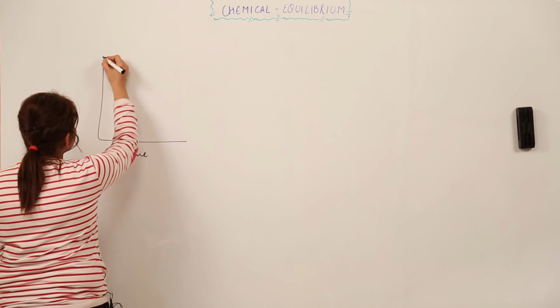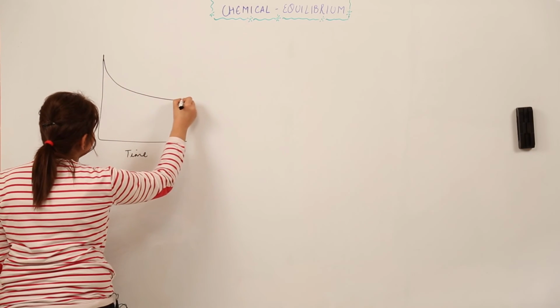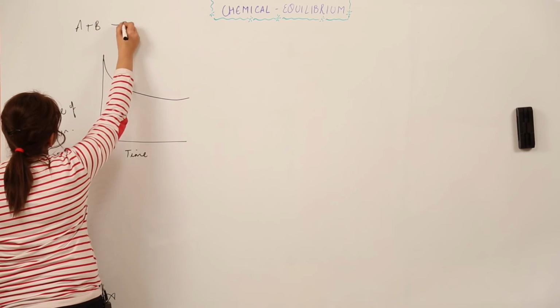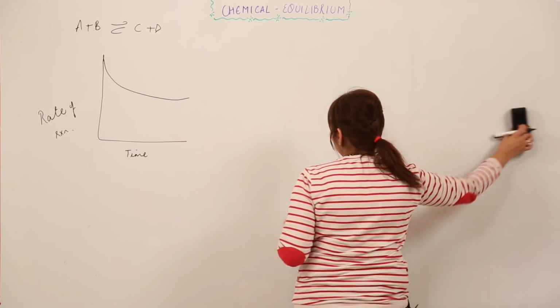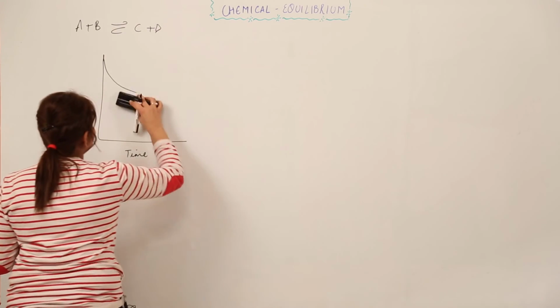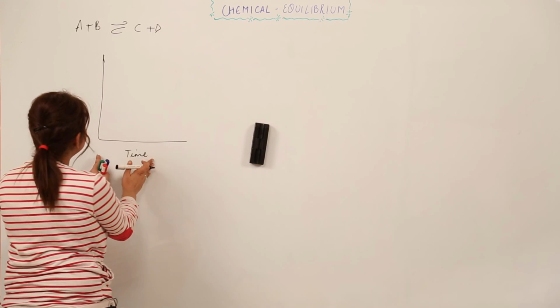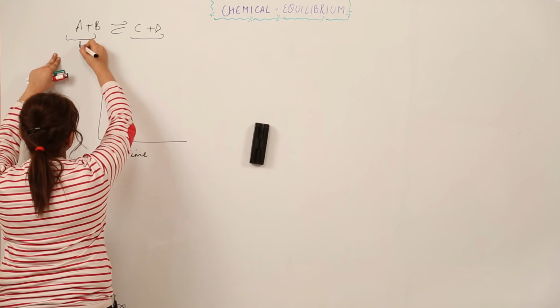So what do we get to see? Suppose I'll take an example first, right? This is A and B, which leads to the formation of C and D. Again, I'm forming a graph for you so that you don't get confused, right? So this is a graph, this is the rate of reaction and this is the time, right? These are the reactants and these are the products, you know that.